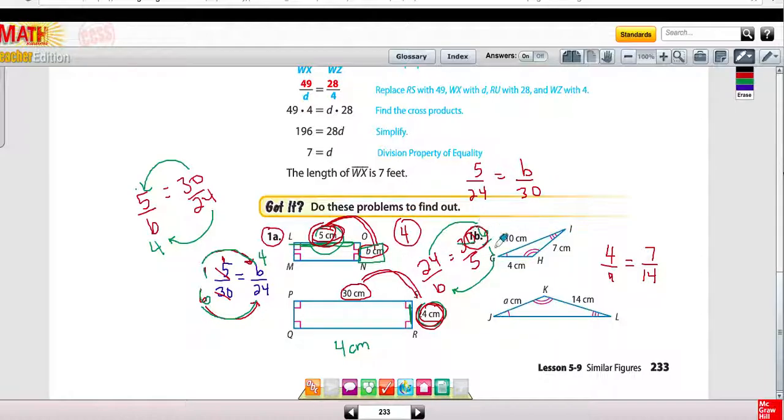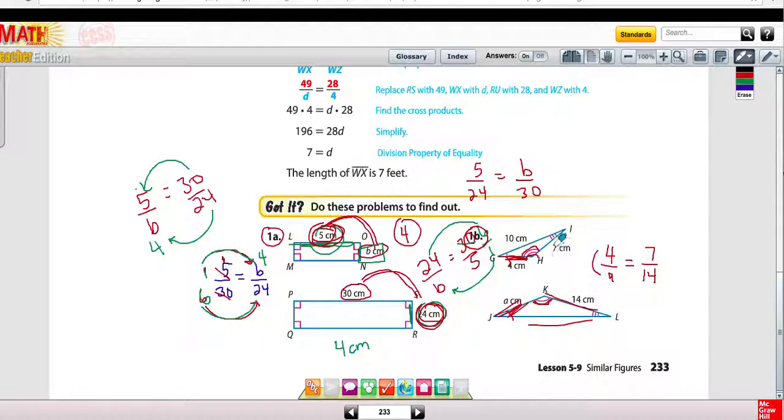For 1B, we have something that usually causes me problems because the figures are not in the same direction. And so sometimes I have to cut this out so I can get it in the same direction to figure out my proportion. But if you pay attention to the lines here, H and K are congruent, and then J and G are congruent, which is how I got the first ratio here. So 4 over A is where I got that.